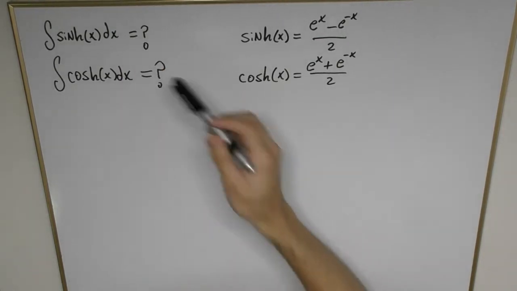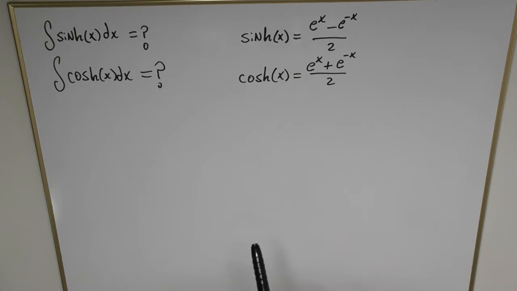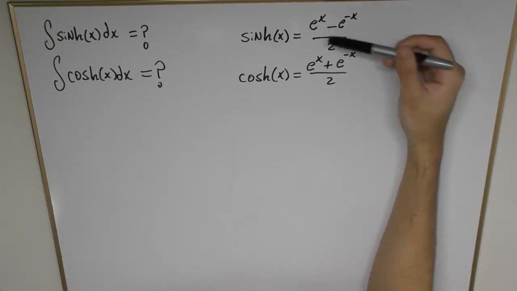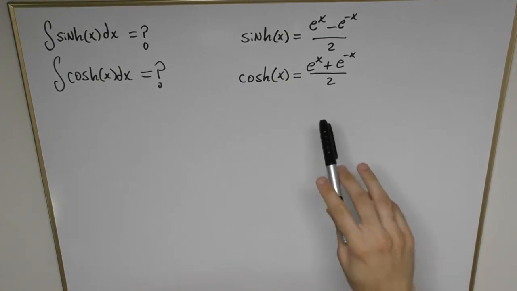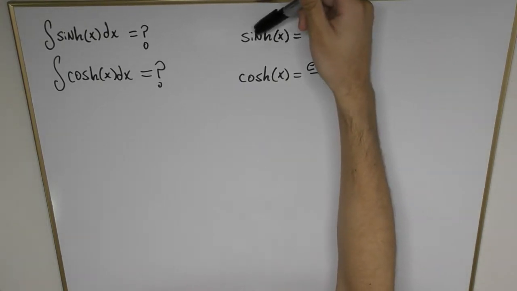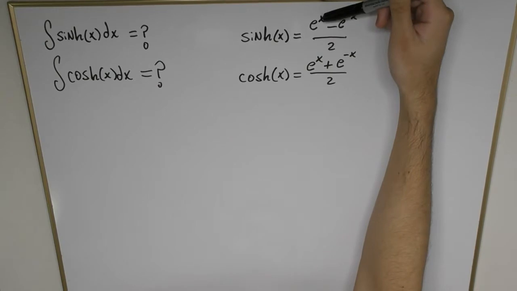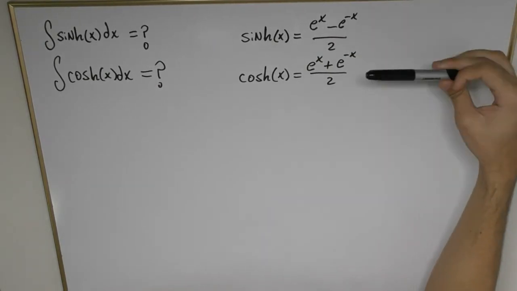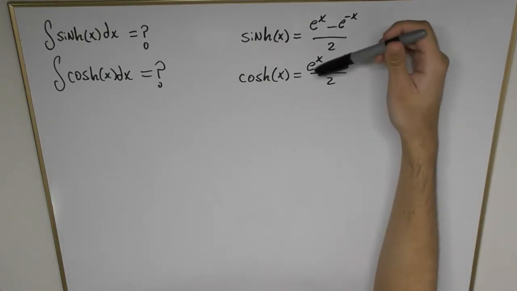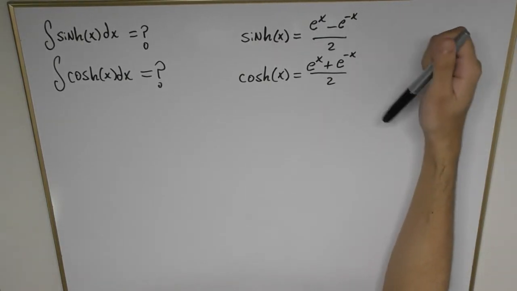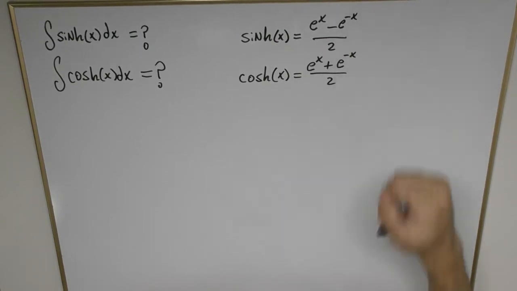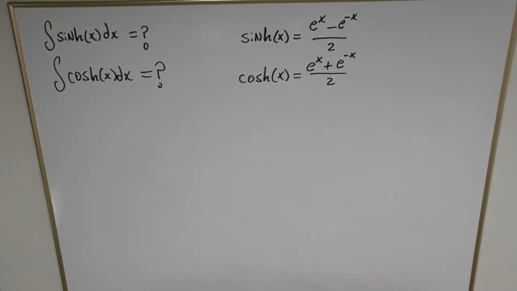Now, in order to find the integrals of these two functions, we're going to use the fact that these functions can be decomposed into a combination of two exponential functions. So for the hyperbolic sine function, we have e to the x minus e to the minus x, all of that divided by 2. And for the cosine hyperbolic, we have e to the x plus e to the minus x. So they look pretty similar, except for a minus sign in the sine hyperbolic function, which is what differentiates them.